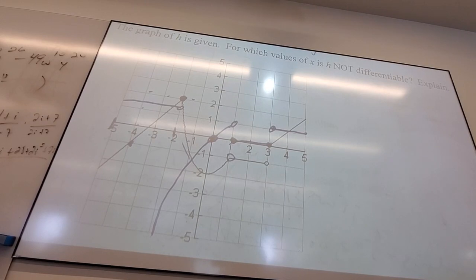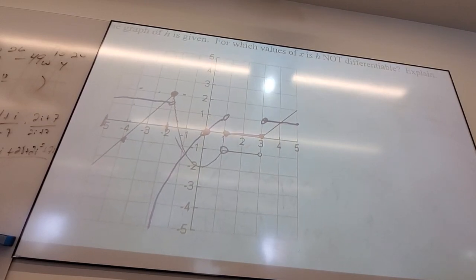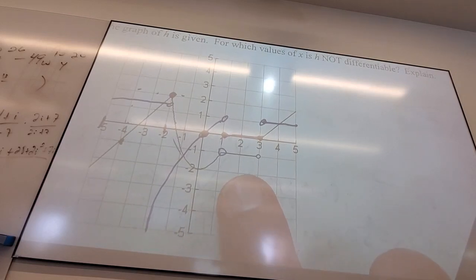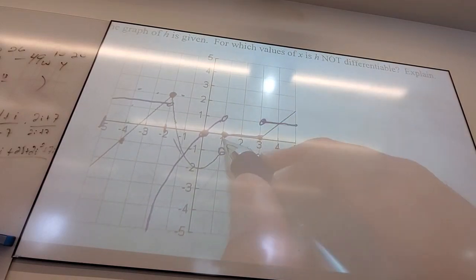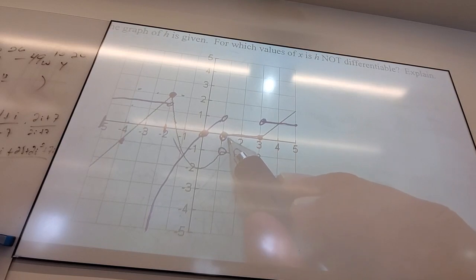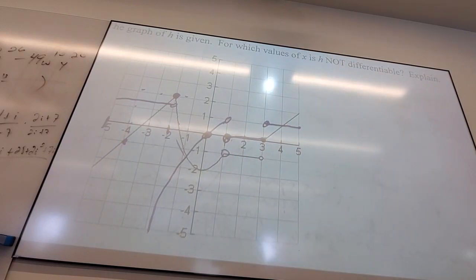Yes, where it's undefined, but the colors. Say again? Yeah, there should be an open circle there. Yes. So would you say, since it's up 1, right 1, that you just draw a straight line?